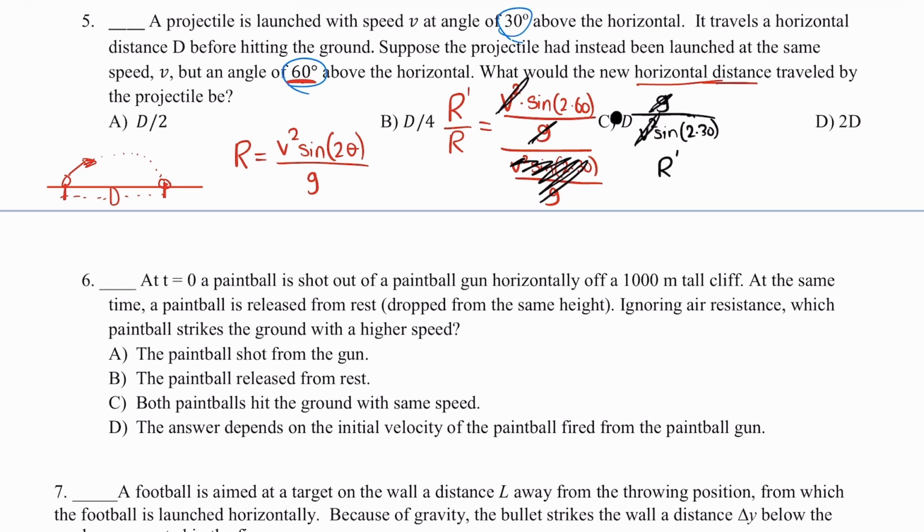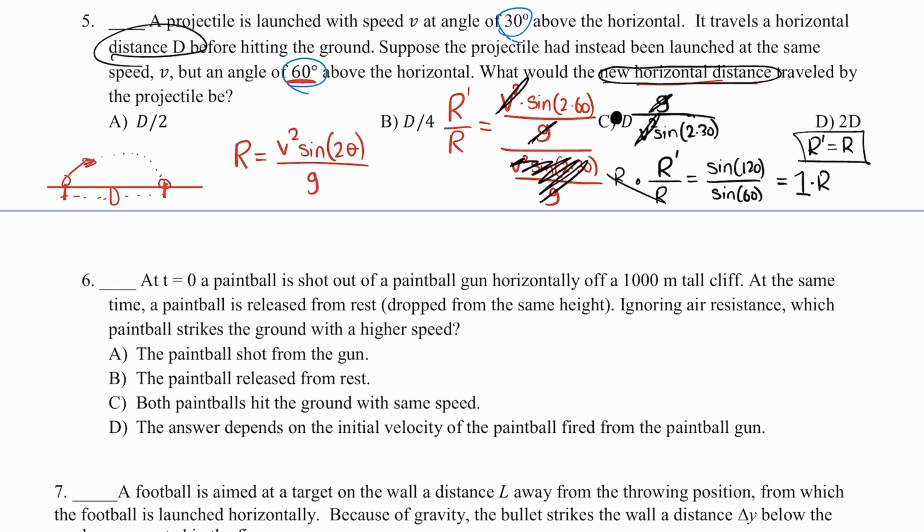The ratio R prime over R is going to be equal to the sine of 120 over the sine of 60. In your calculators, if you perform the sine of 120 over sine of 60, that is going to be a ratio of 1, which I expected. So when I multiply by R on both sides, what I get is that R prime is equal to R. That means the new horizontal distance is the exact same as the original one, a distance d. So let me erase this part real quick so I can select my answer choice, letter C. So that is how you would solve this problem using mathematics instead of the concept of complementary angles and the ranges for projectiles.